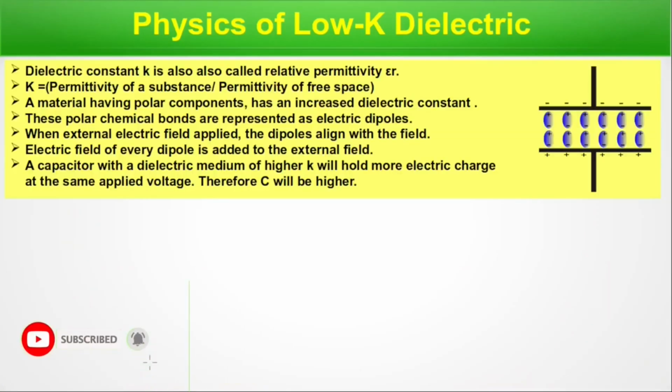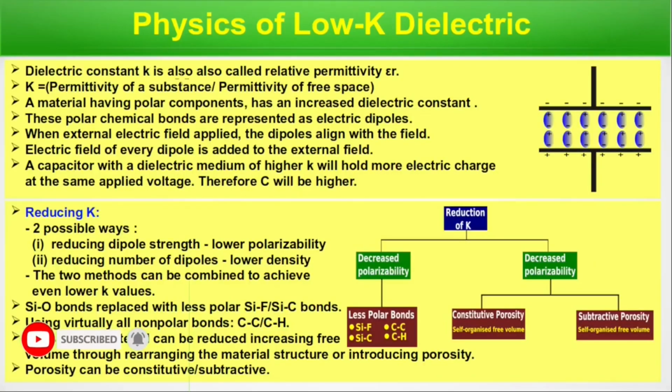Physics of low-K dielectric. Now dielectric constant K is also called relative permittivity. Permittivity, or K, is expressed as permittivity of a substance divided by permittivity of free space. A material having polar components has an increased dielectric constant. These polar chemical bonds are represented as electric dipoles. Dielectric doesn't have free charges. That's why it's not a good conductor.